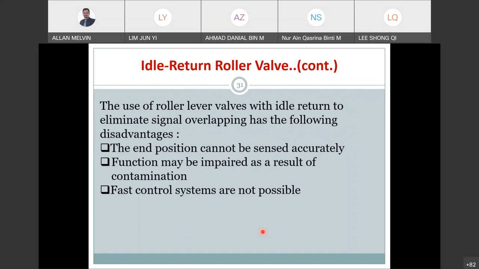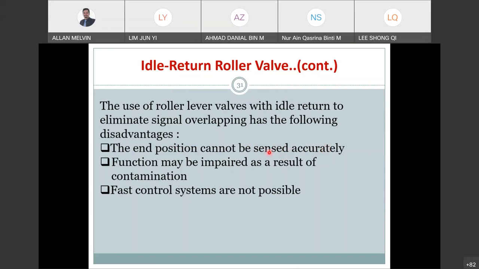Okay, so the use of roller lever valve with idle return to eliminate signal overlapping has the following disadvantages. Since this is purely mechanical, it has a few disadvantages. Although it can help us with signal elimination, it has some disadvantages. There are three disadvantages here. First, the end position cannot be sensed accurately.